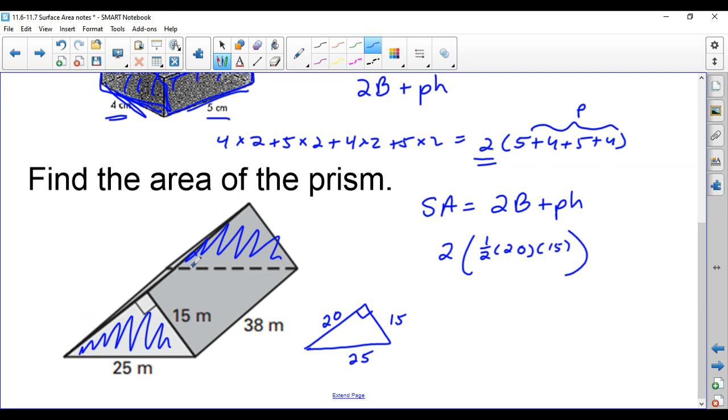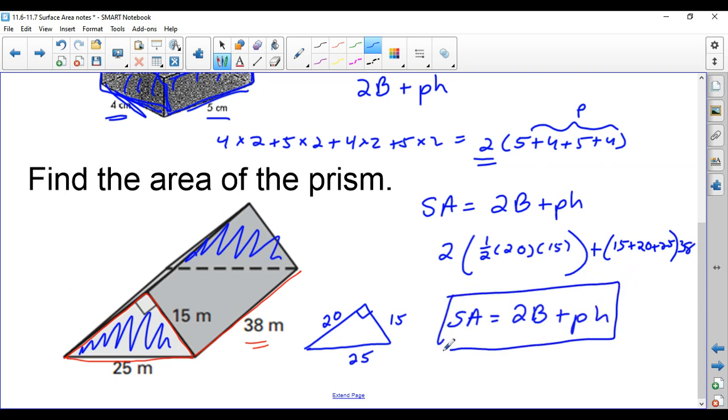And then I have the 3 rectangles that go around the outside. Each of those rectangles has one side that is an edge of the base, and then the other side of the rectangle is the height of the prism. So I'm going to add the perimeter of the base, which is 15 plus 20 plus 25, and multiply that by the height of the prism. I'll put all this into my calculator. The surface area is 2 times the base area plus the perimeter of the base times the height of the prism.